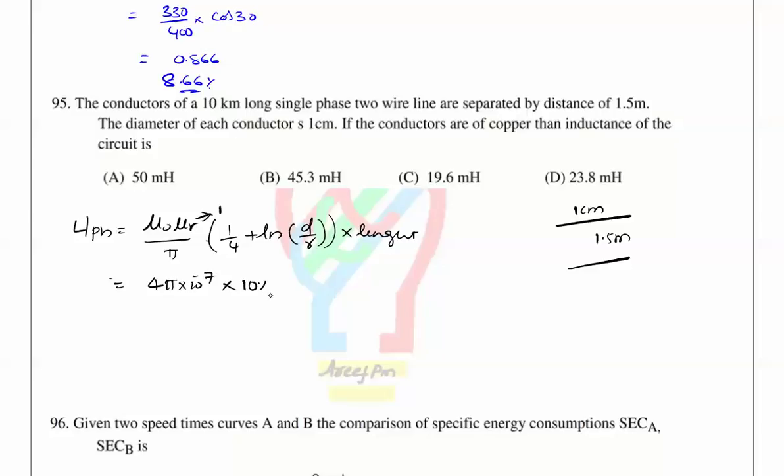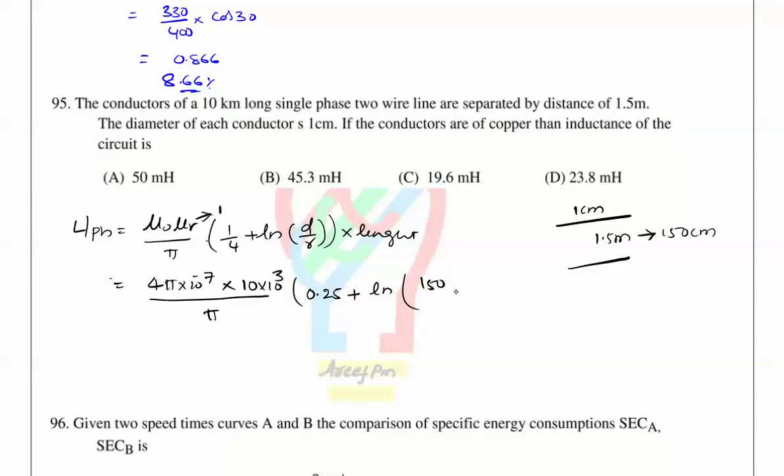So 10 into 10 power 3, in which I am converting into meters, divided by pi into 0.25 plus logarithm of d. So the distance between the conductors is 1.5 meters. It can be written as 150 centimeters.